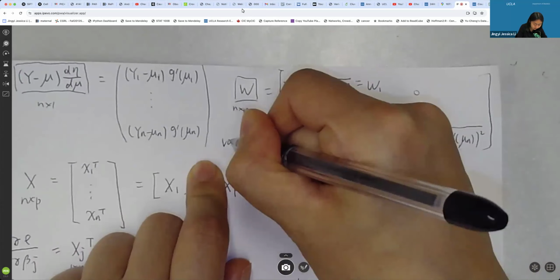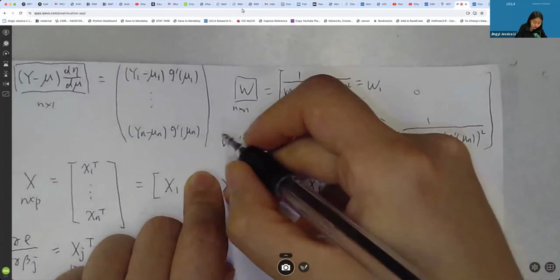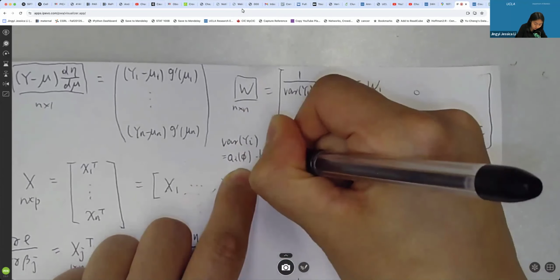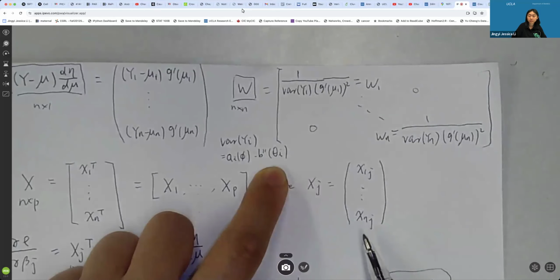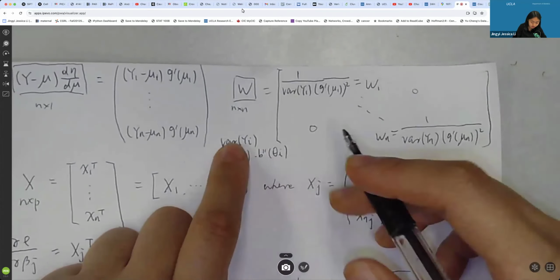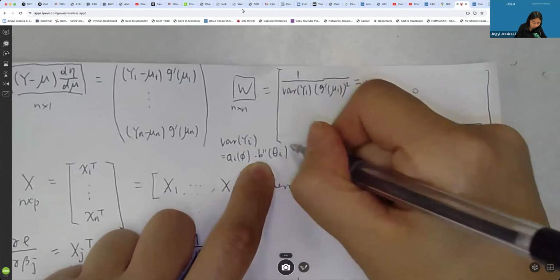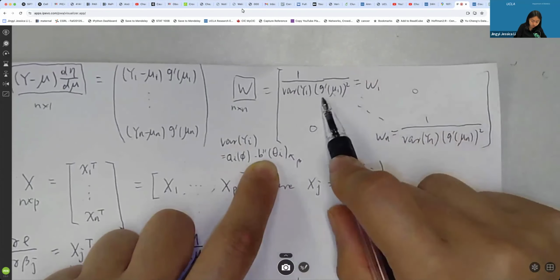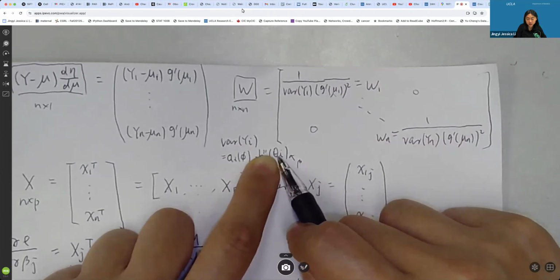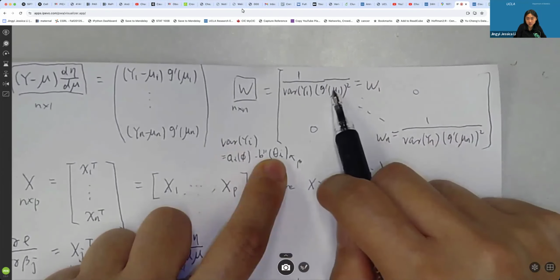Recall the variance of yi based on the exponential family. It's basically a(phi), which we don't worry about, it's fixed, times b double prime of theta i. And if you recall, this theta i links to our parameters beta. So that's why this will be updated. This one depends on the current parameter value, so beta will kick in here. And also g prime of mu i. Mu i is also related to beta. So beta will influence both theta i, therefore the variance of yi, and also mu i.